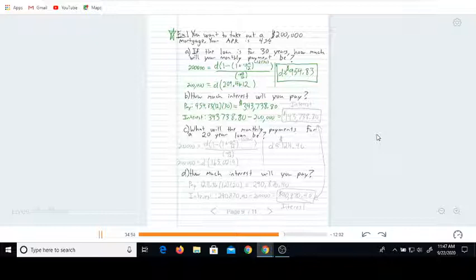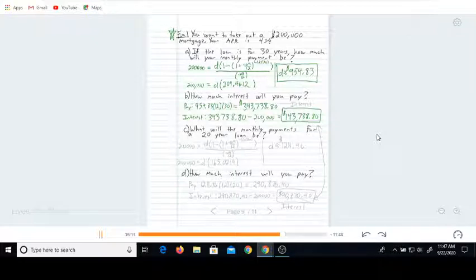So that's going to come out to $143,738.80. So that's how much you're going to pay back for that home loan. If you go with a 30-year loan, that's how much interest you're going to pay. Now let's compare that to a 20-year loan.